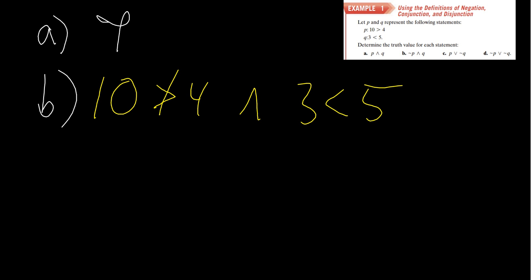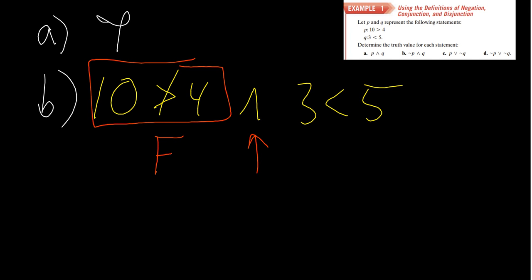All right, B. If A kind of confused you, B might help clear things up. So if we have not P, not P is going to be 10 is not greater than 4. Okay, 10 is not greater than 4, and we have Q, which is 3 is less than 5. Looking at this statement, 10 is not greater than 4, that is obviously a false statement, right? So this is a false statement, and we have the and connective there.